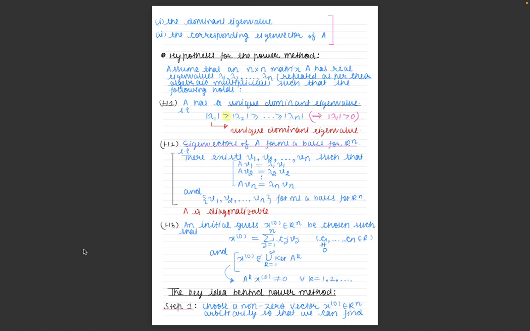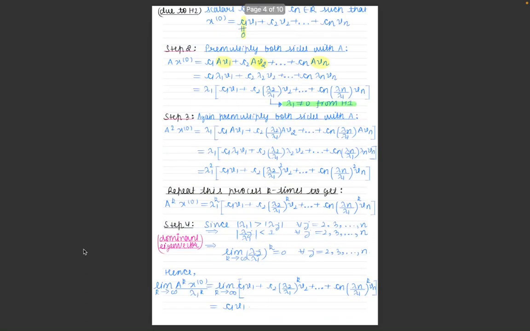Step 1 is due to H2. Because we have assumed the eigenvectors form a basis of Rn, which means you take any initial vector, it can be written as a linear combination of v1, v2, ..., vn with the first coefficient c1 being non-zero. And if you multiply it with A, then you will get step 2. Again, you multiply step 2 with A, you will have this thing. And you continue doing so.